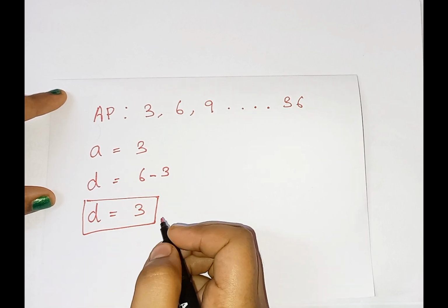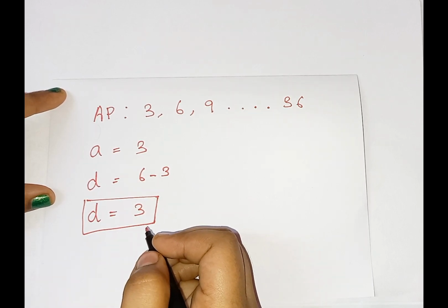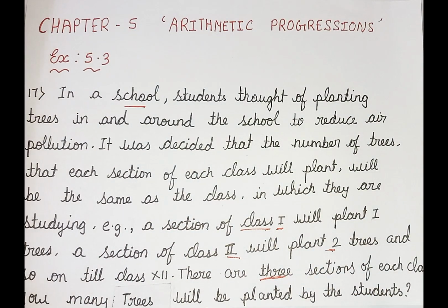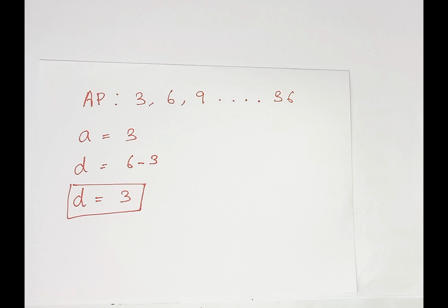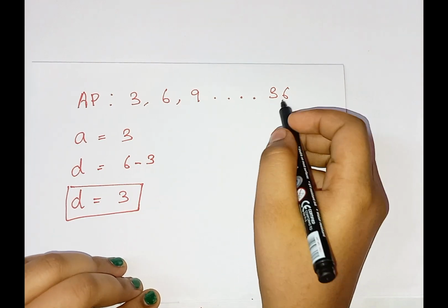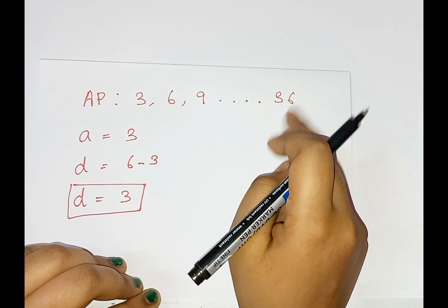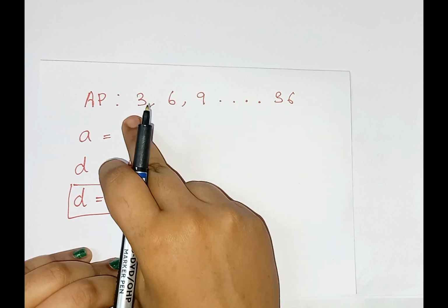Now we can apply the Sn formula and find it. According to the question, we are supposed to find how many trees will be planted by the students, isn't it? Now the question is, we don't have the n value, what to do? If we know the n value only, we can apply the Sn formula, right? How are we going to get the n value? Here the last number is 36, right? So 36 is for which class?